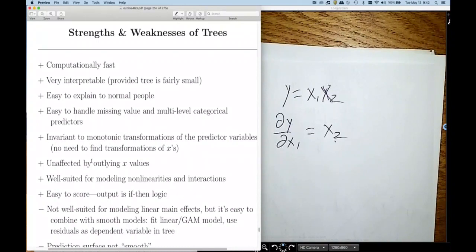Try explaining a logit to a normal person who probably doesn't remember their high school algebra, or not first year algebra. You don't get logs until the second or third course in algebra. Very hard to explain those things to normal people, where trees are very simple.